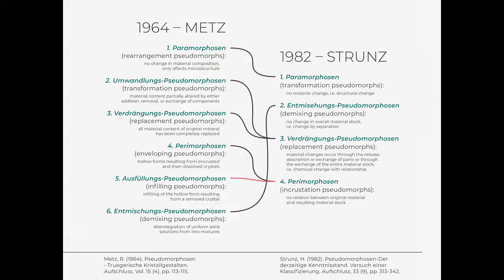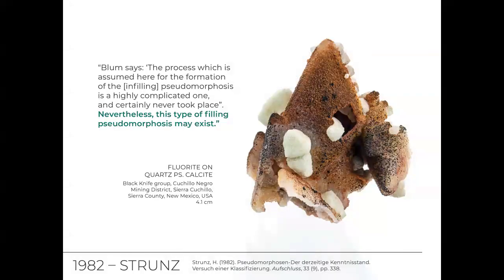Now, comparing Metz to Struens, the schematic has been simplified, but it's also been expanded in scope. Within paramorphs, Struens has added polytype transformations and metamixed minerals. Demixing pseudomorphs has stayed the same. Where Metz distinguishes transformation and replacement by partial versus complete change, Struens groups them together as just varying degrees of replacement. Enveloping and infilling pseudomorphs are grouped together under paramorphs with a slight caveat. Regarding infillings, where an empty cavity is infilled, Struens quotes Bloom that the process certainly never took place, only to add that they may exist.